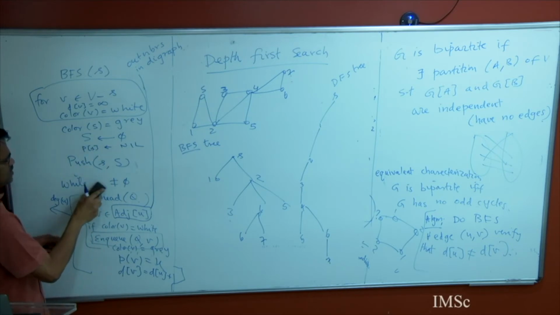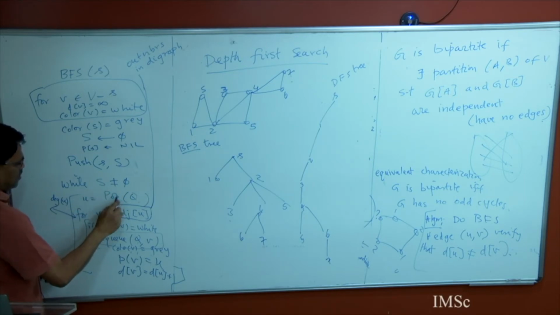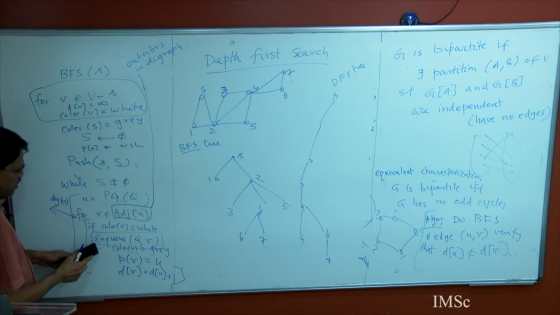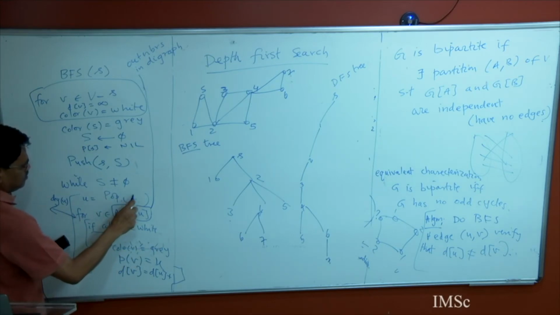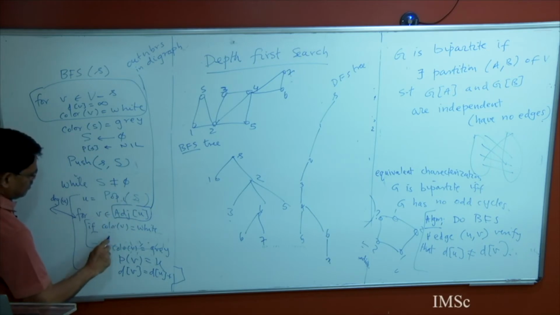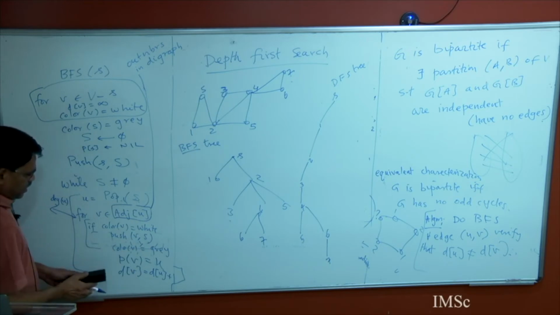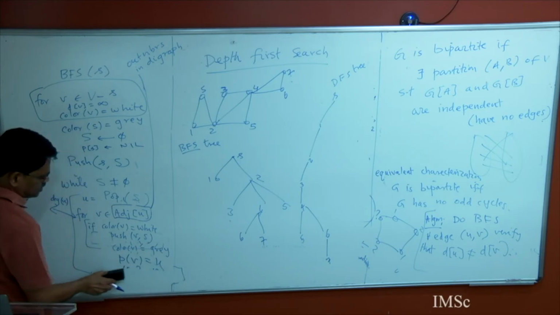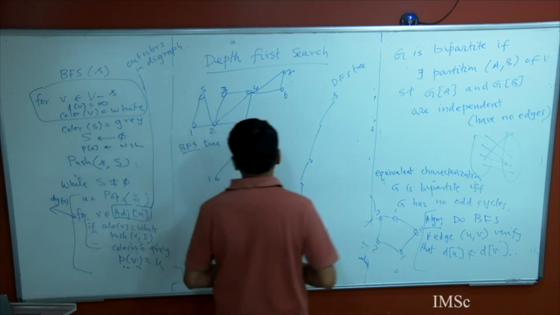And while S is non-empty, use whatever pop. For every V, if color is white, push V into my stack and color it gray and make its parent to be the U. Okay. So if we want to implement this here, let's see what happens.